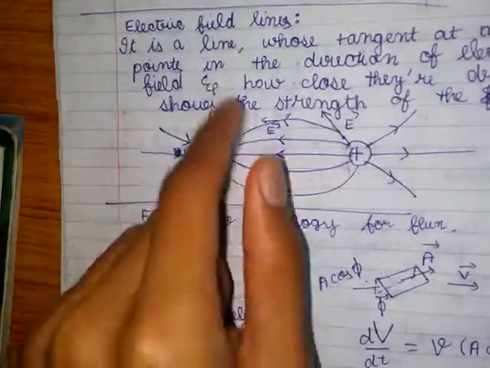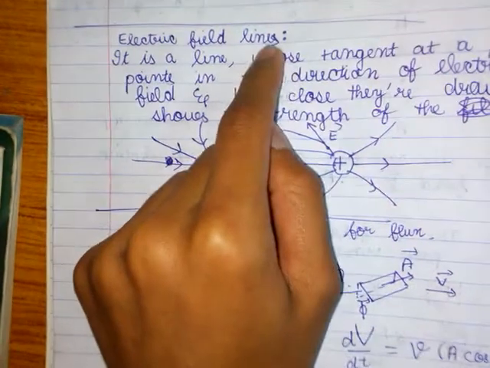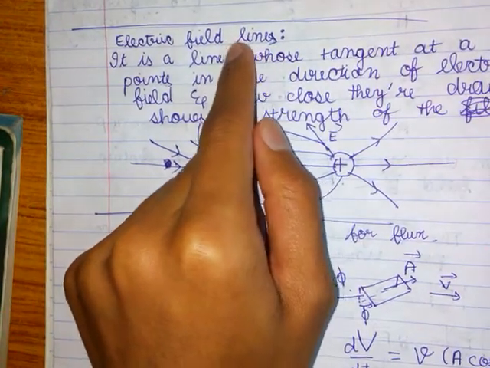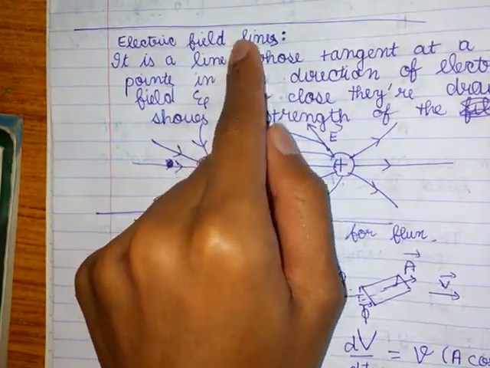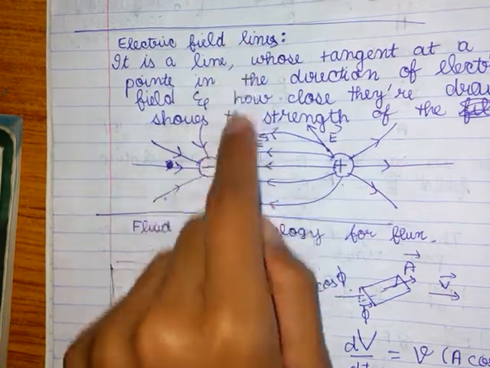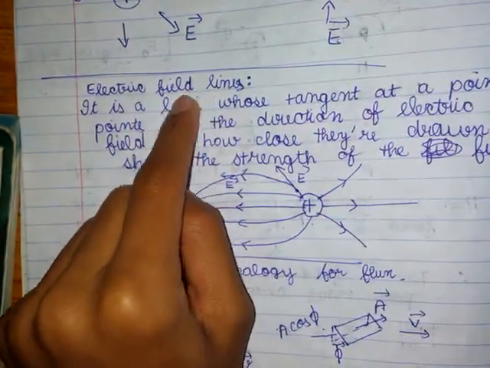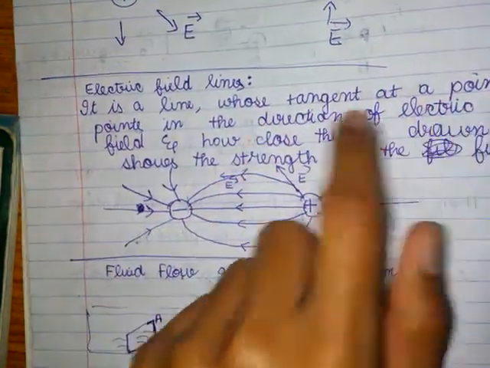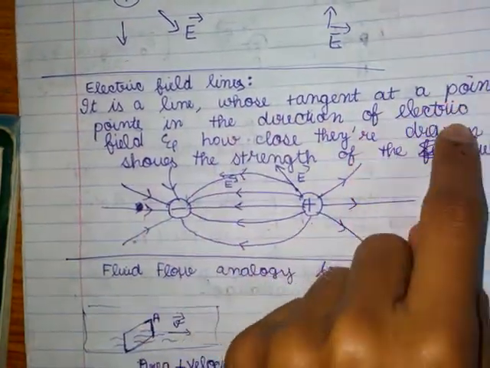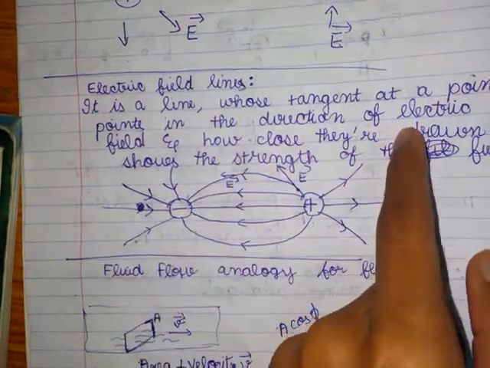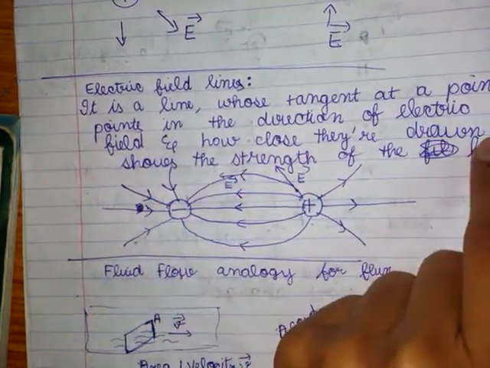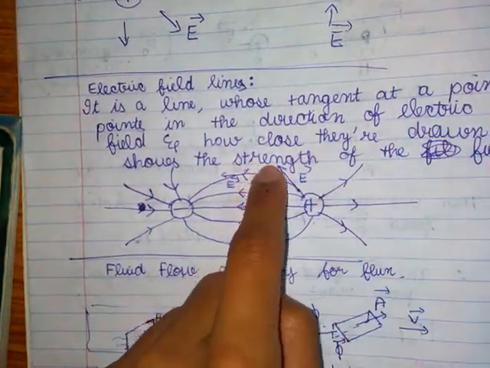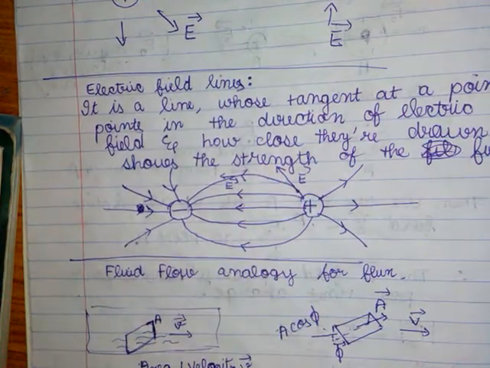Okay, electric field lines. Note that electric field lines and electric field vectors are two completely different things, though they are related. What are electric field lines? An electric field line is a line whose tangent at a point points in the direction of the electric field, and how close they are drawn shows the strength of the field. By strength I mean the magnitude of the field.